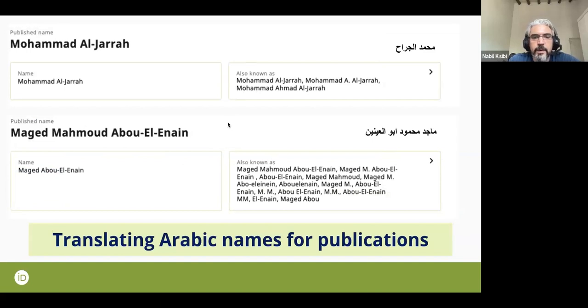Here it's the same, though, how ORCID is offering the possibility to write the different name spellings and writings. And you can see that there will be a published name here, but there will also be a field where you can add the name as "also known as," and that's also going to be visible to the public as well.